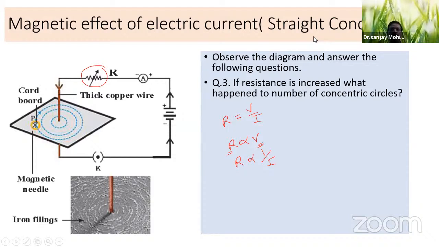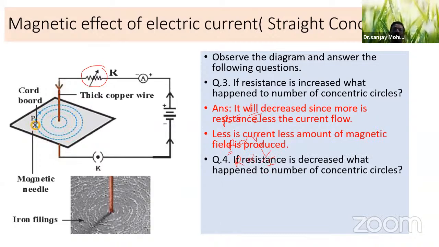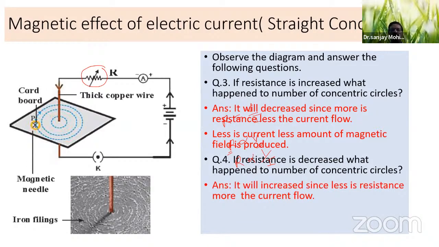So what will be the answer? It will decrease, since the more the resistance, the less the current flow, because they are inversely related. So with less current, a lesser magnetic field is produced. And if the resistance is decreased, what happens to the number of concentric circles? The answer is that it will increase, because the relation is reciprocal.